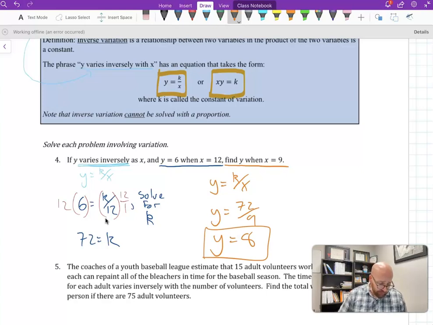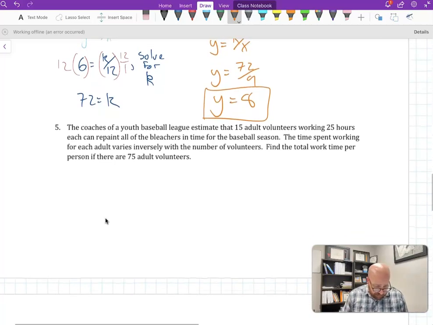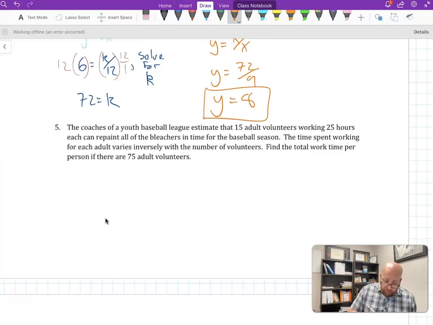Okay, let's look at a word problem. The coaches of a youth baseball league estimate that 15 adult volunteers working 25 hours can repaint all the bleachers in time for the baseball season. The time spent working for each adult varies inversely with the number of volunteers. Find the total amount of work per person if there are 75 adult volunteers.